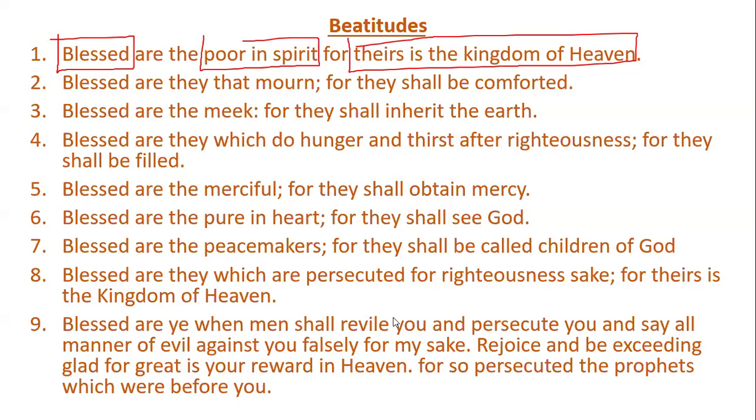Anyone else? What is your favorite beatitude? So I know peacemaker must be. And Charlton, what would you say? It's Charlton.